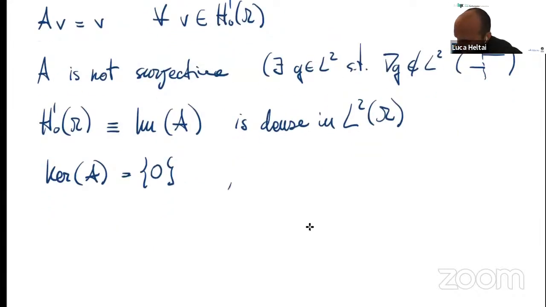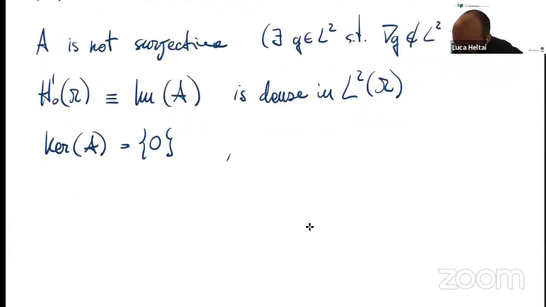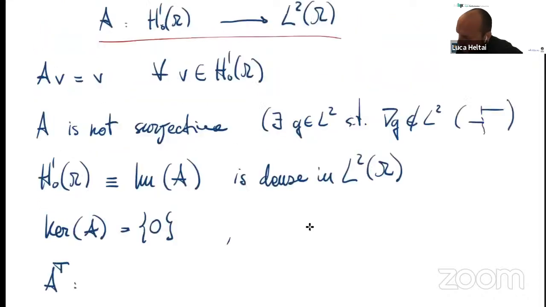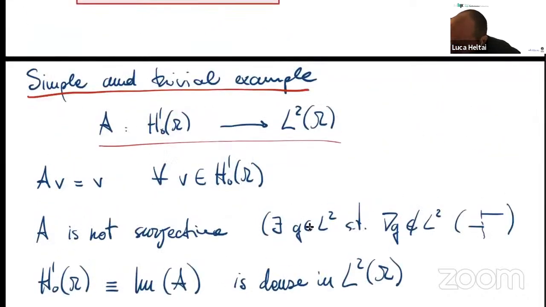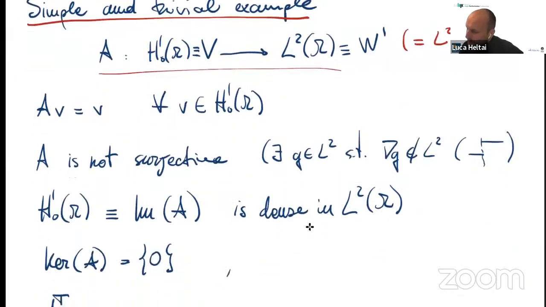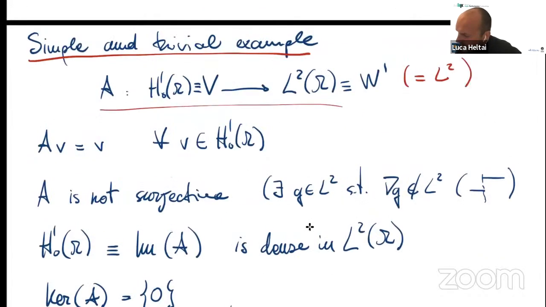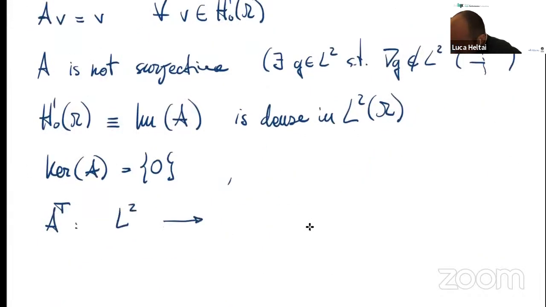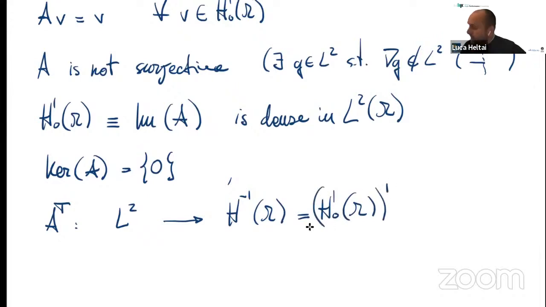And if you look at the kernel of A transpose, how do we define A transpose, first of all? A transpose is an object which is defined as follows. Let's call this V, and this W prime in our notations, which by chance in this particular case is also equal to L2, but don't care about this for the moment. So L2 of omega is W prime. A transpose should go from W, which is also L2, with values in H minus one, which is the dual space of H10 of omega. By convention, we call this H minus one. And this is exactly V prime.